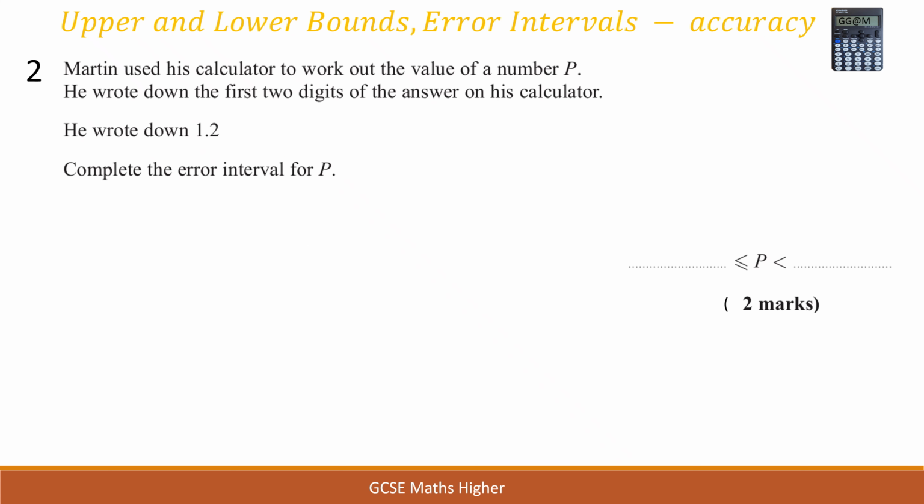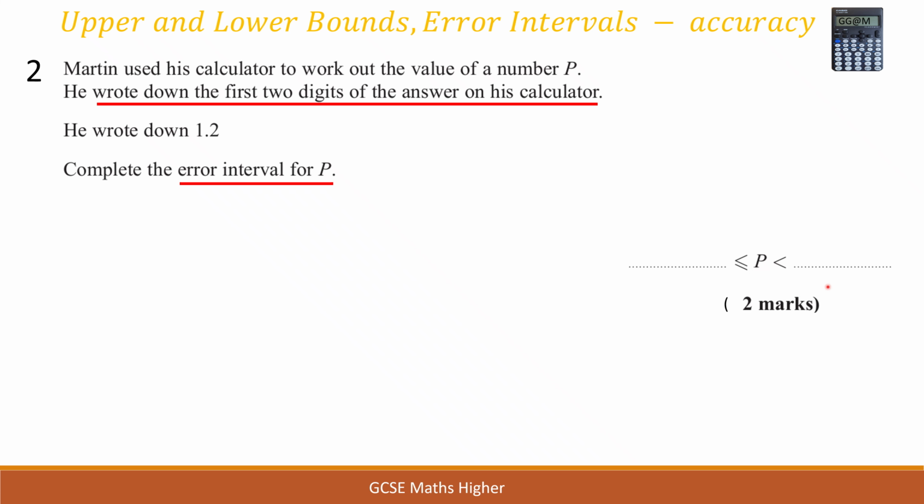So question 2 is another bounds question. So the keywords in this question, and in the exam, you can highlight these in the question. Write down, he wrote down the first 2 digits of the answer on his calculator, and the number he wrote down was 1.2, and you've got to complete the error interval for P. Again, write your answer in here. So press pause, have a go at working out the answer, and then press play, ready to hear the mark scheme.